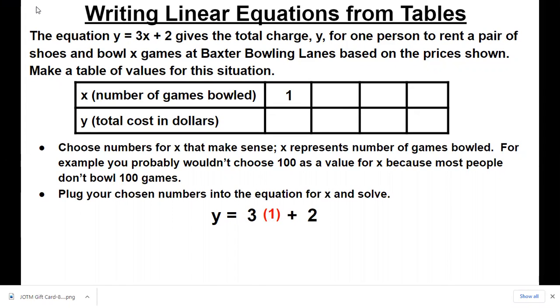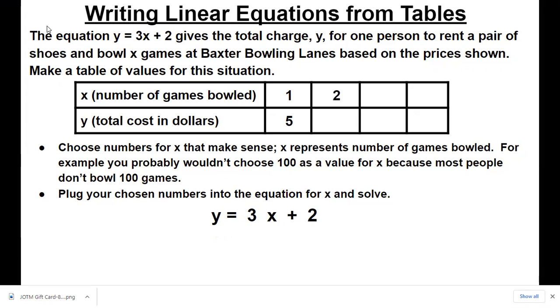Remember, with the order of operations, you do multiplication before you do addition. So we do the 3 times 1 first. That'll give us 3, and then we have the plus 2. So then we add, y equals 5. So let's put 5 into our table up there on top. That's our total cost. If we bowled 1 game, we would pay $3 plus the $2 for the shoes.